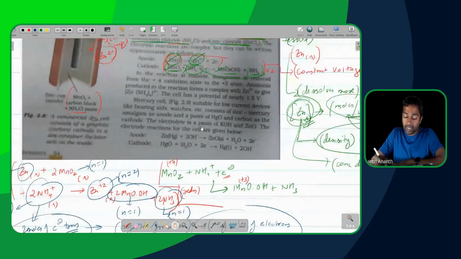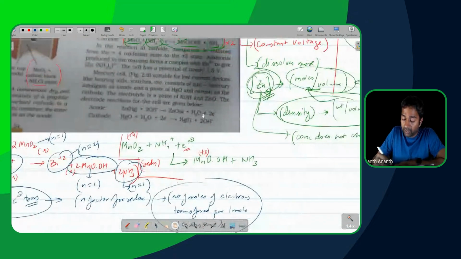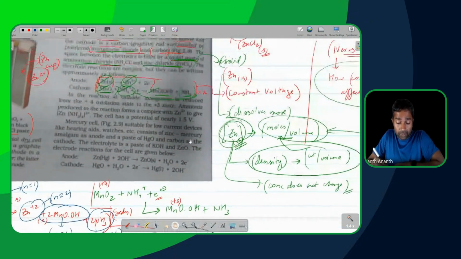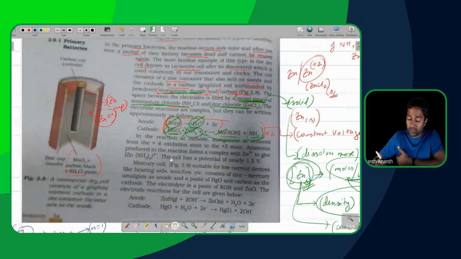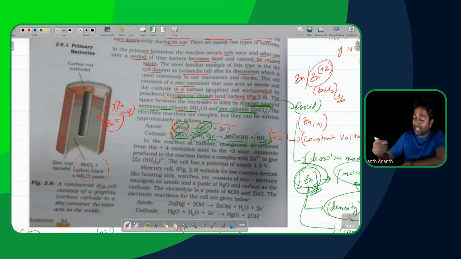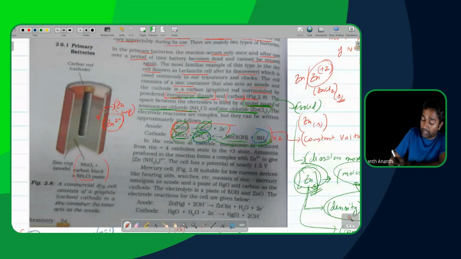So this is the reaction over here. We are going to be having number of moles of electrons transferred. Okay, that is also covered. Okay, ammonia produced in the reaction forms a complex with zinc 2+. So they're telling you that the zinc 2+ over here is actually going to be complexing with the ammonia over there. I actually assumed that it's going to be present with the NH4+, but I was wrong. The actual reality is it's going to be complexing with the ammonia. So this zinc 2+ which is produced here is going to form this Zn(NH3)2.